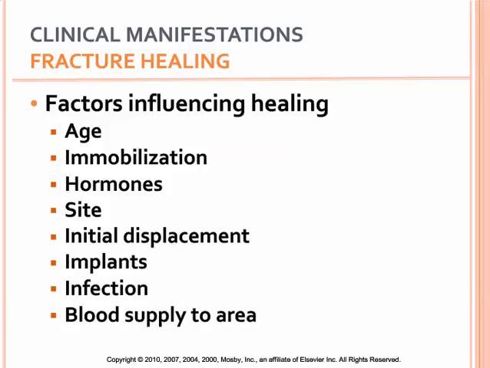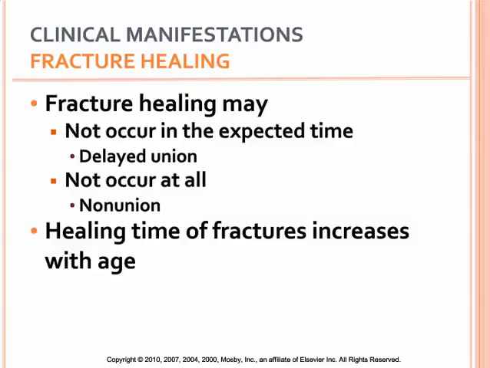Factors that influence healing are age, the immobilization of the limb, hormones that might be present, where it's located, the initial displacement, any implants, infection, and the blood supply to the area. Fracture healing may not occur in the expected amount of time or may not occur at all, and healing time of fractures increases with age.